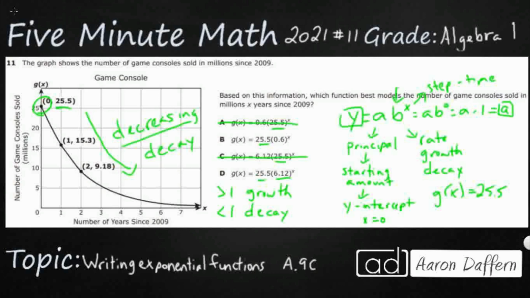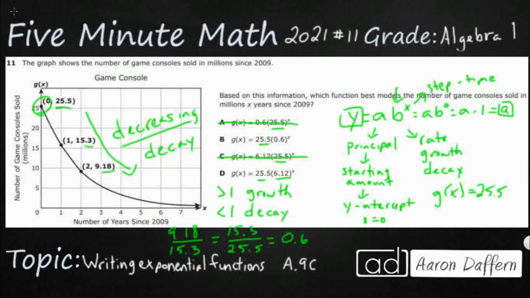How do we find our b? Well, there are two different options. One is, since these are steps of 1, look at the x's: 0, 1, 2. What you can do is take your y and divide it by the previous y. So 9 over 18, divided by 15.3, excuse me, not 15/13. Or you could take your 15.3 and divide that by 25.5. Either one of those is going to get you 0.6. Since these are steps of 1, take each y and divide it by the previous one.